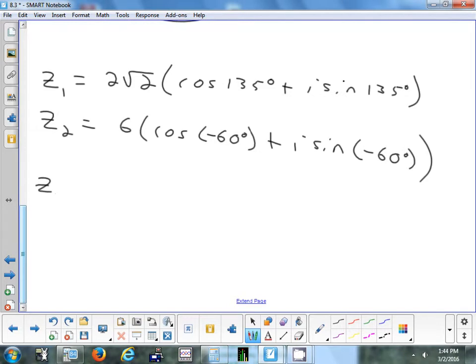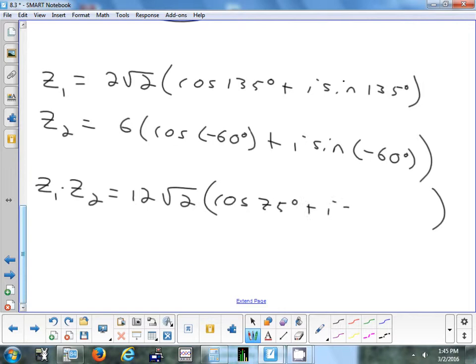Right, so now we multiply. What do I do with my radii? Multiply. So 12 root 2. And what do I do with my angles? Add. And what do you get when you do 135 plus negative 60? 75. Just put it like this. And that's it. It's Z1 times Z2.